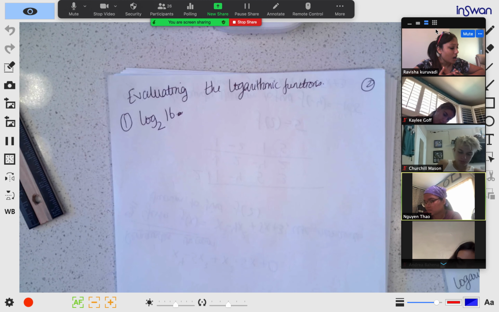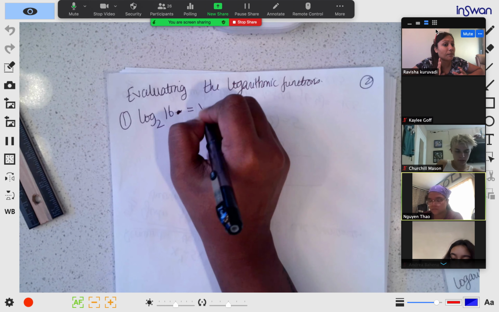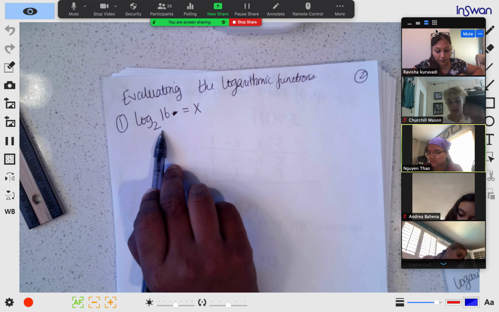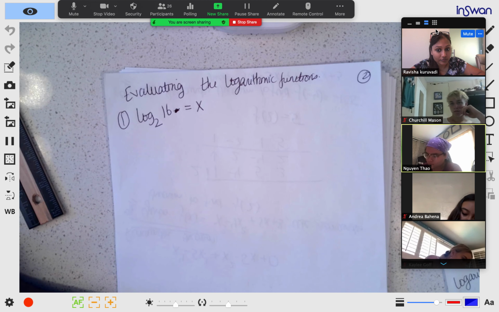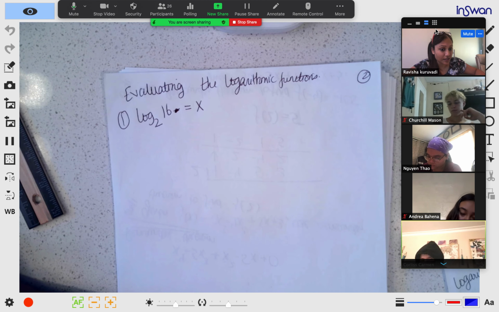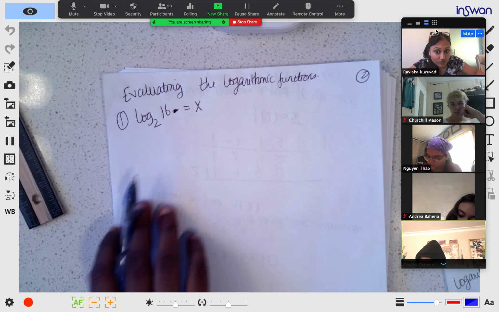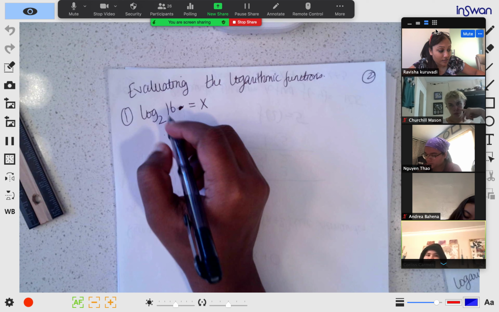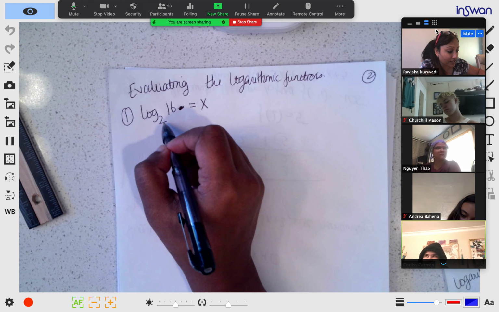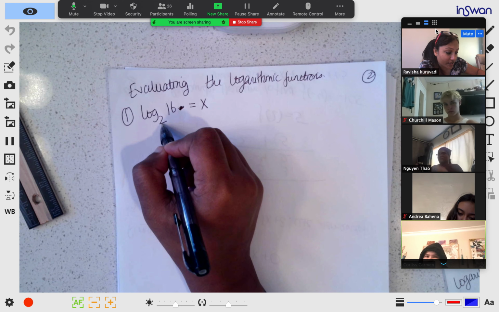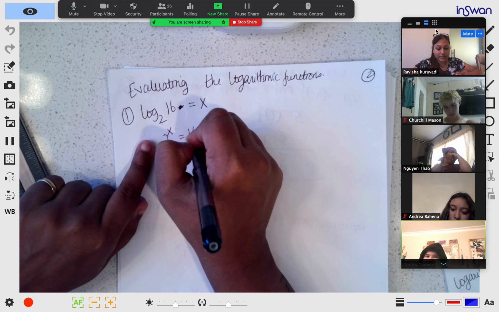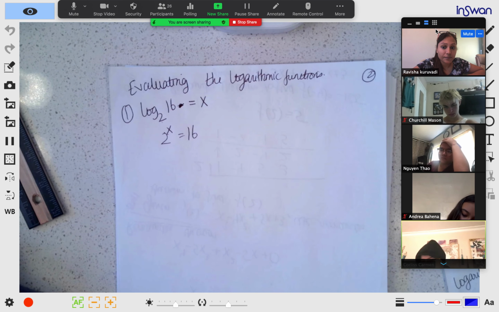It will give you some answer. How do you find it? I don't know what the answer is right now, so I say it is equal to some x. What I'm going to do next is write this in exponential form. Would it be 16 to the power of 2 equals x? No. So how you do it is you take the base to the other side. Here 2 was the base of the log, so 2 will still be the base of the exponential. So it becomes 2 to the power of x is equal to 16.